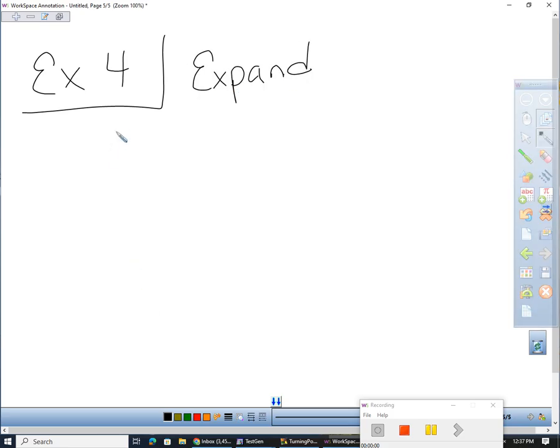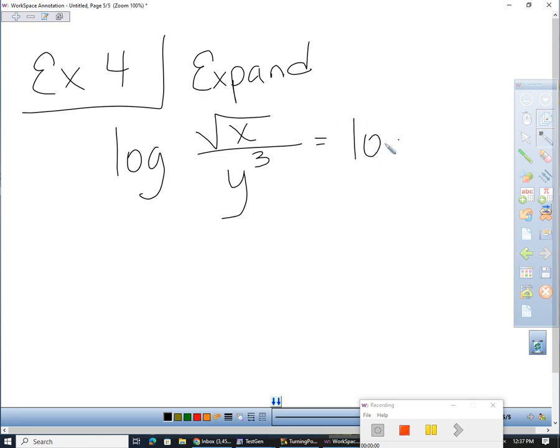But let's say I have log of the square root of x over y to the third. You're going to subtract them, I agree. First of all, let's start with that x on top. If it's in a square root, how else can I write that with a fractional exponent? To the 1/2. So this is really log x to the 1/2 over y to the third.